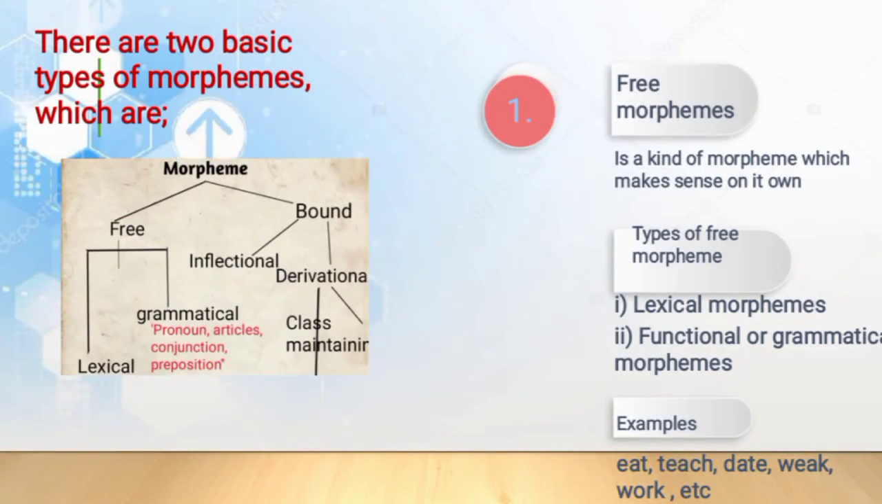Now we talk about free morpheme first. Free morpheme is a kind of morpheme which makes sense on its own. Types of free morphemes are the lexical morpheme as one type of morpheme and the functional or grammatical morpheme as another type of morpheme. Now, examples, we have eat, teach, date, week, work, etc., and many more.